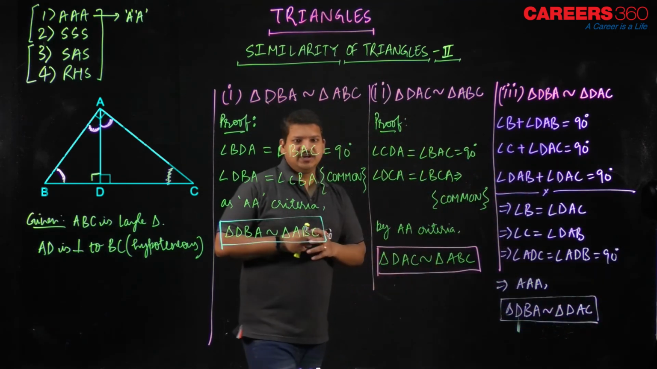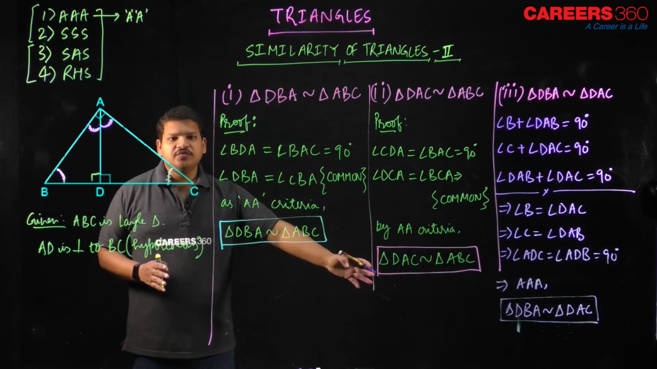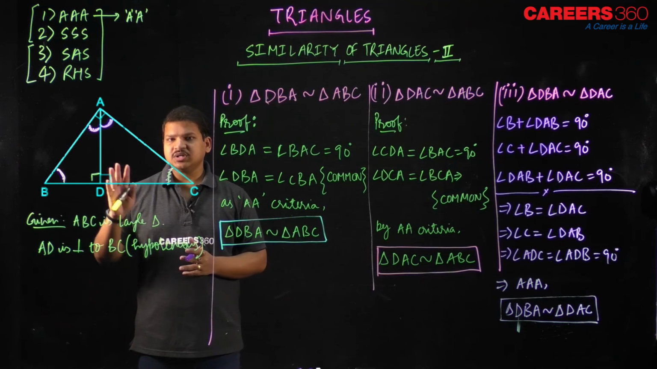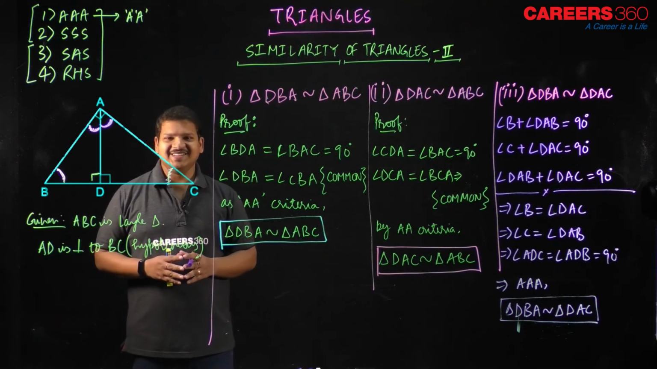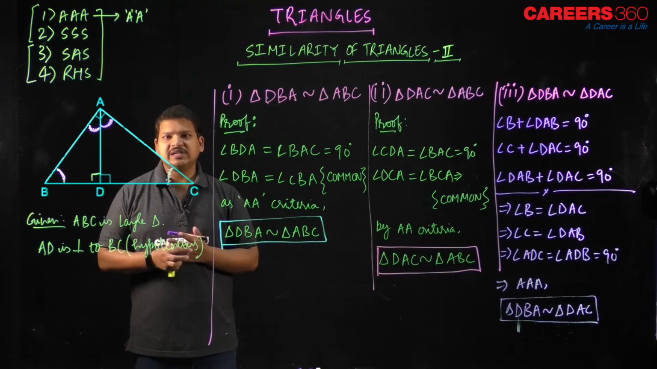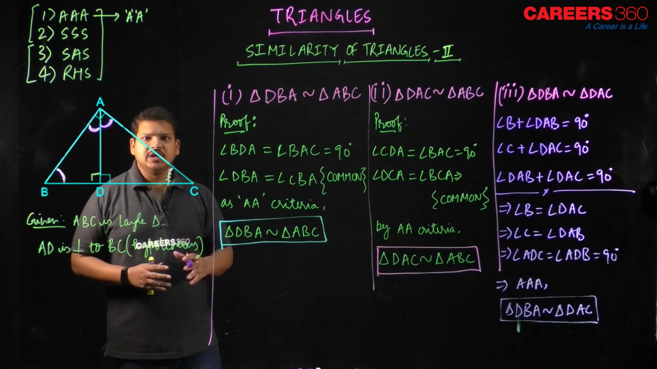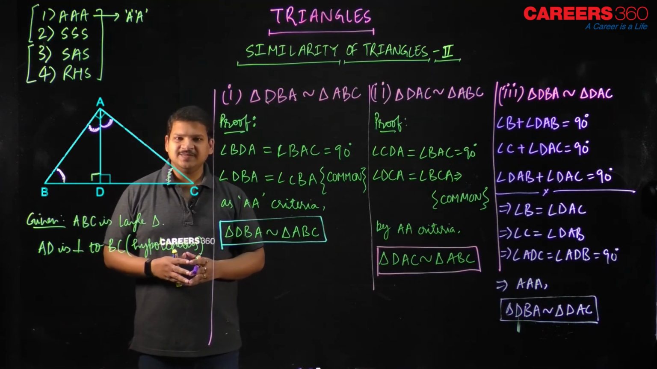I hope it is making complete sense to you, and that is how we have proved all the three important results with respect to RHS similarity, right? So that was all about criteria for similarity. In the coming lectures, we are going to practice a lot of questions so that you get more hold on similarity. That was all about this lecture. Thank you so much.